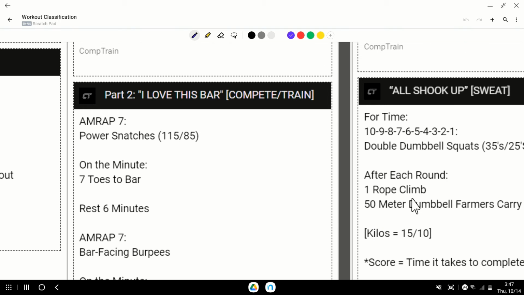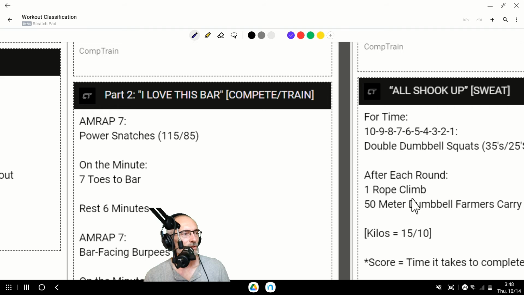So the first one, the focus is on those power snatches. And I believe we're trying to get as many power snatches as we can, and we're interrupted every minute to do 7 toes to bar. So our weightlifting has to be what is prioritized in this first part to get our best score. But we also have to be reasonably efficient on the toes to bar in order for us to be able to get a decent score, because we have to get back to the power snatches.